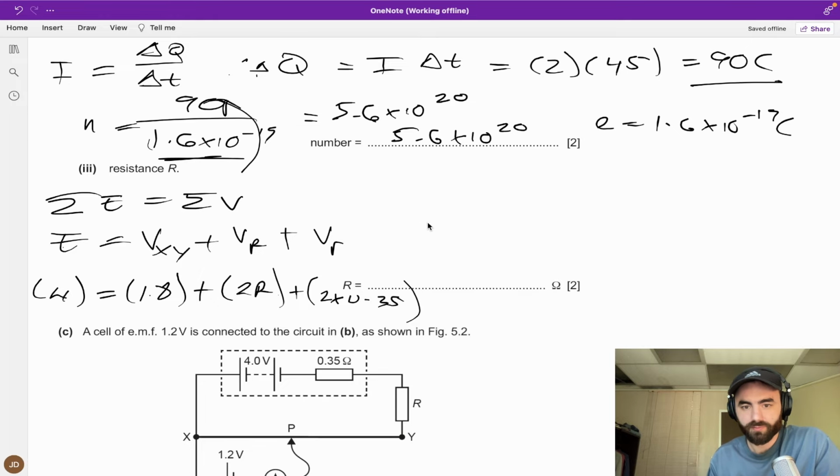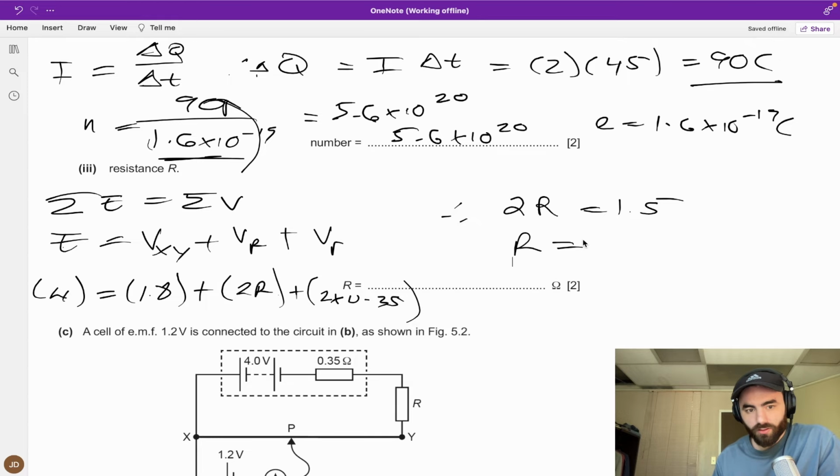Okay. Therefore, we get 2 times 0.35 plus 1.8. 4 minus that, we get 2R equals 1.5. So R will be 1.5 divided by 2.